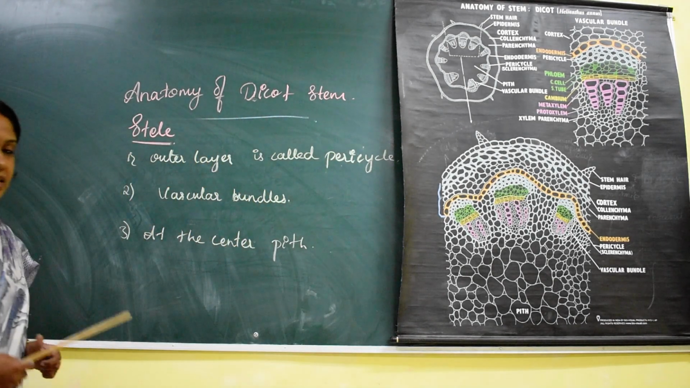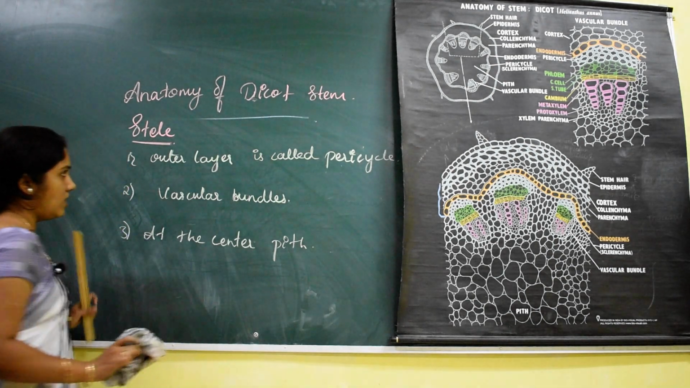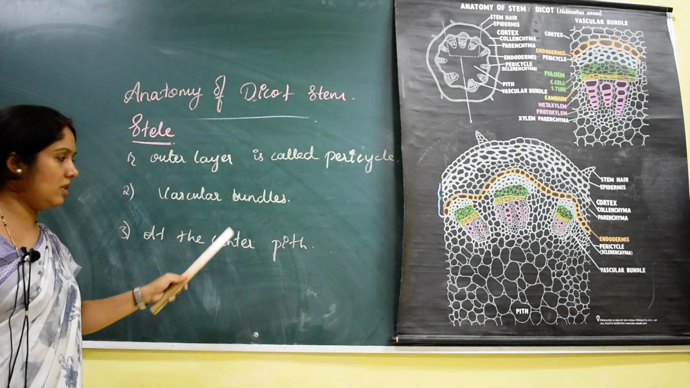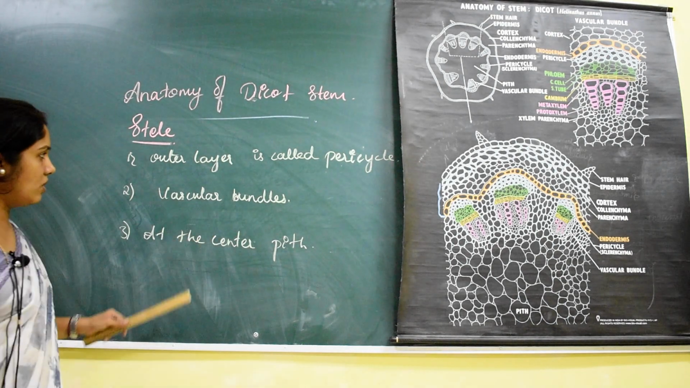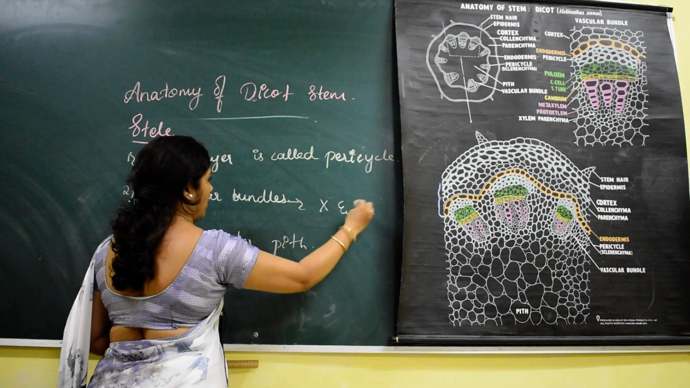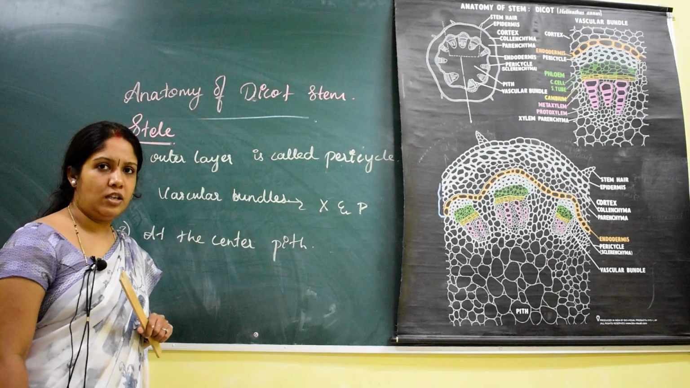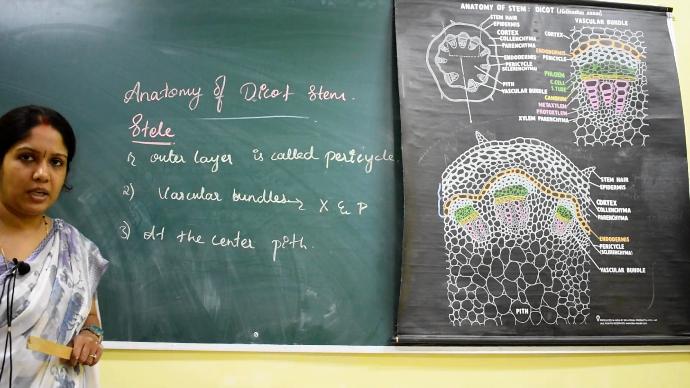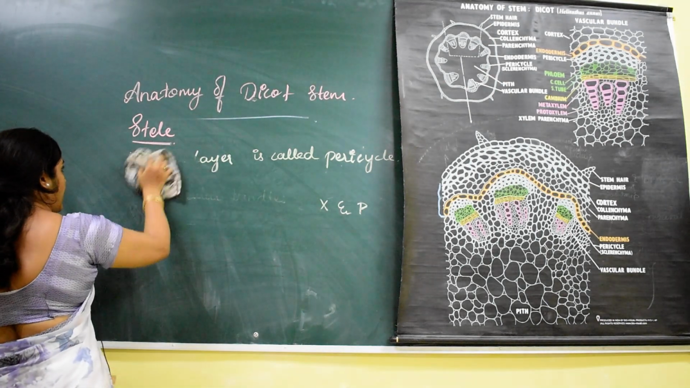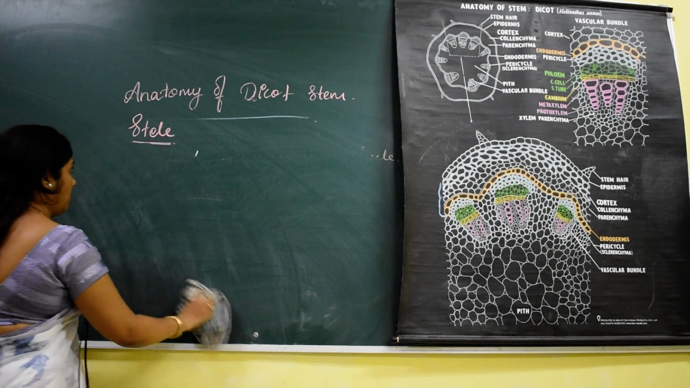So the stelar region is differentiated into the outer pericycle, vascular bundles and central pith. The vascular bundles, you have to remember, are made up of xylem and phloem tissue. Food and water conducting tissues are the tissues seen in a vascular bundle. Xylem and phloem is the answer.